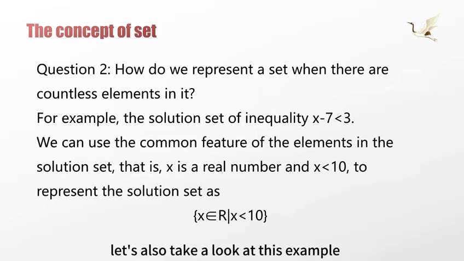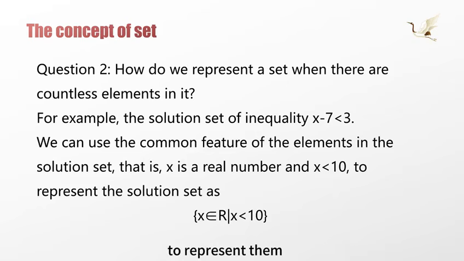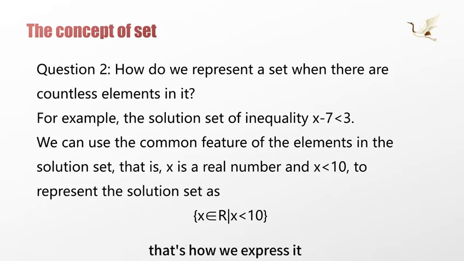Let's also take a look at this example, the solution set of the inequality x minus 7 is less than 3. At this point, we can use the common characteristics of the elements to represent them. Here, our research object is x, and the research scope is real numbers. Their common feature is that x is less than 10. That's how we express it.